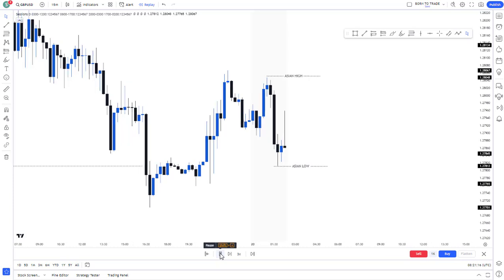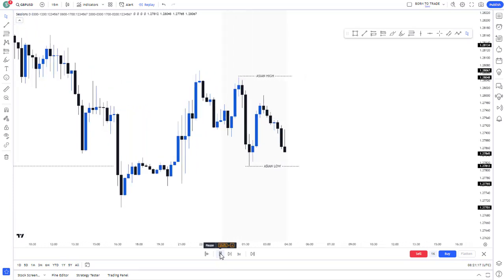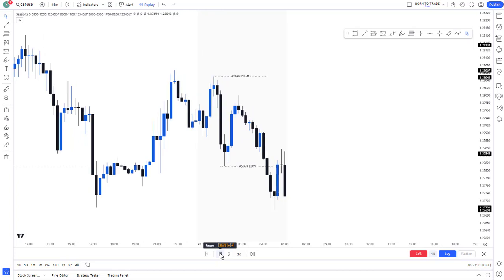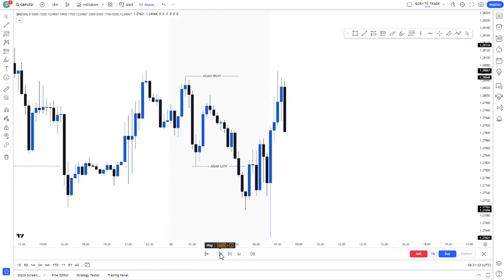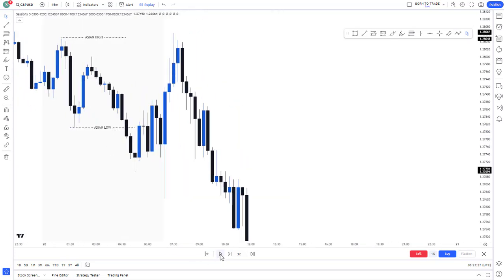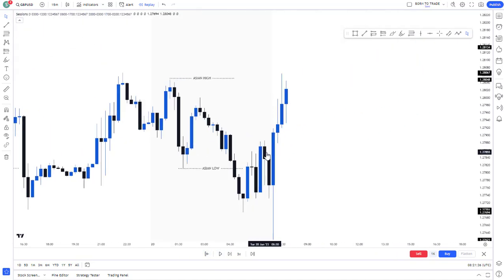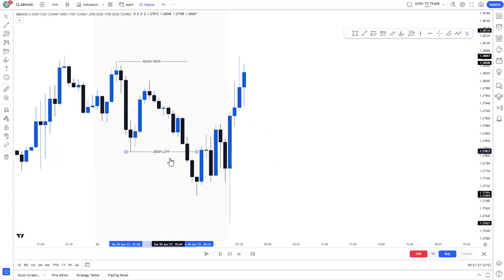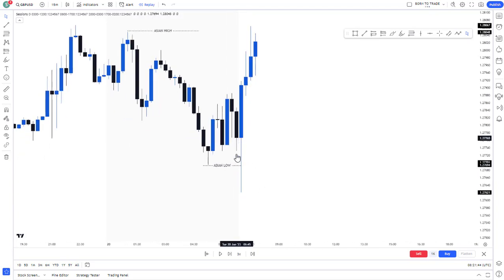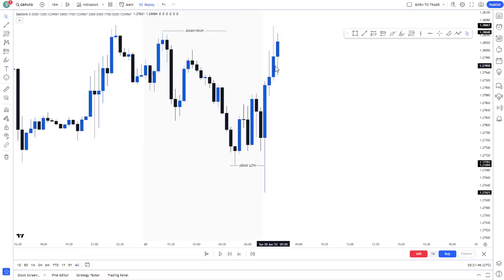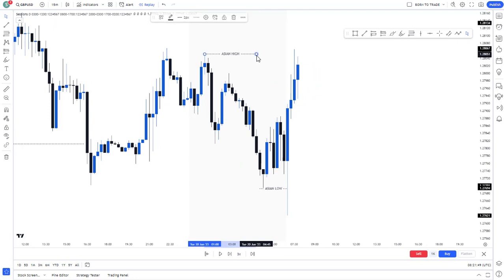So let's see what we have from this area, and you see price continues into this range. I have to take this back to this area now. What you can clearly see is that this is the most recent Asian low, and price sweeps the liquidity. You see how price sweeps the liquidity rapidly and moves to the upside, and it also went along to sweep the liquidity at the Asian high.